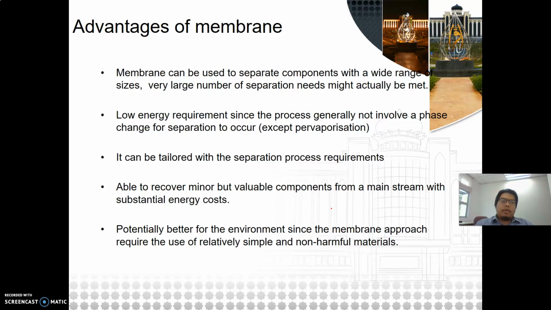So here are the advantages of using membranes. A membrane can be used to separate components with a wide range of sizes. It depends on our requirement what membrane we need to use, either micro size, ultra size, or nano size. And it requires low energy, since the process generally does not involve a phase change for separation to occur, except probably vaporization. Relatively, it is low energy.